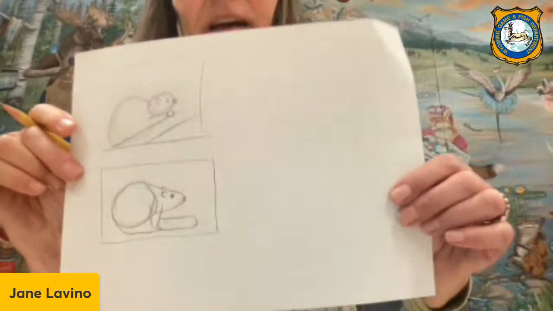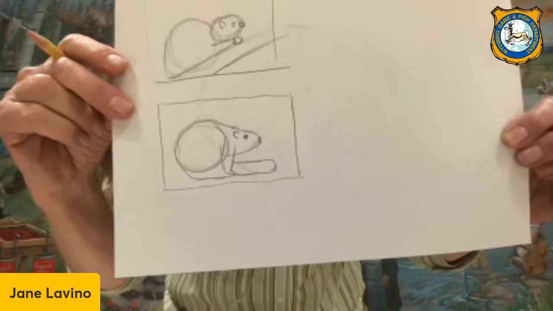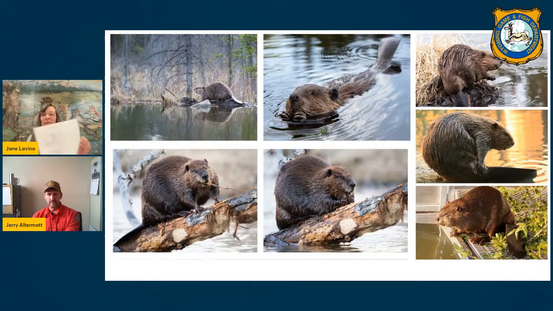I'm going to show you the bottom sketch here. Can you tell which one I was looking at? The one with the beaver sitting on its tail? Yep, way over on the right in the middle. Okay, now we're going to go back to my shape drawing of the first beaver I drew.